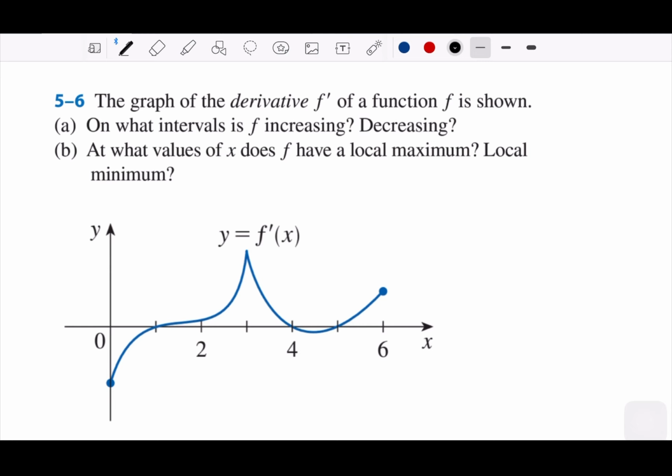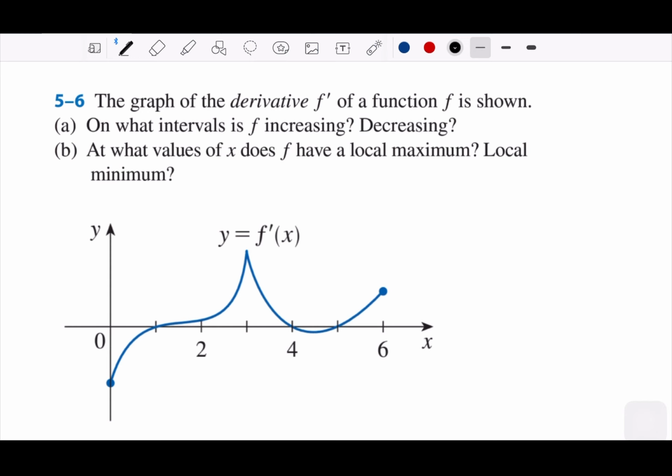1, 2, 3. What? Is it 1 to 3? 1, 2? 3. 1, 2, 3. Why not until 4? Okay, that's one mistake you made. You treat the graph as just an ordinary function. This is f prime.